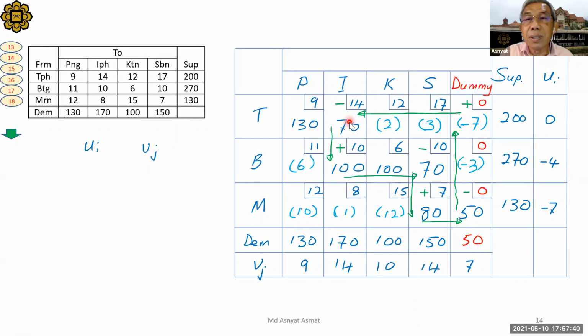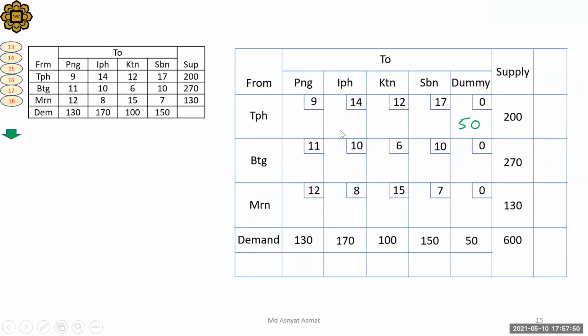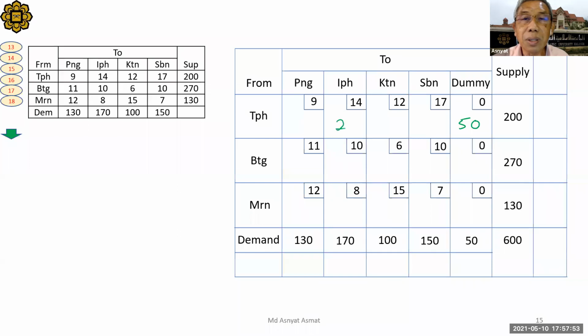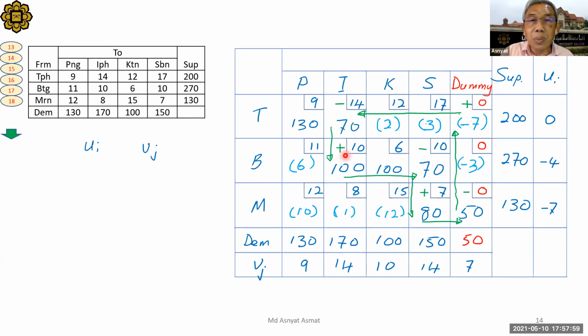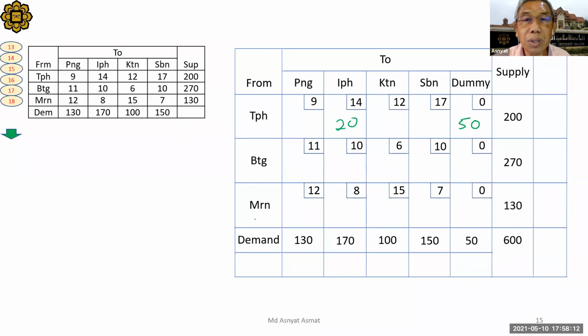Somewhere here, we deduct 50 from 70. How much left? 20. We do it down here, 20. Then somewhere here, we add 50. Yeah, 150, you are right, sister. We add 50 to 100, so 150.